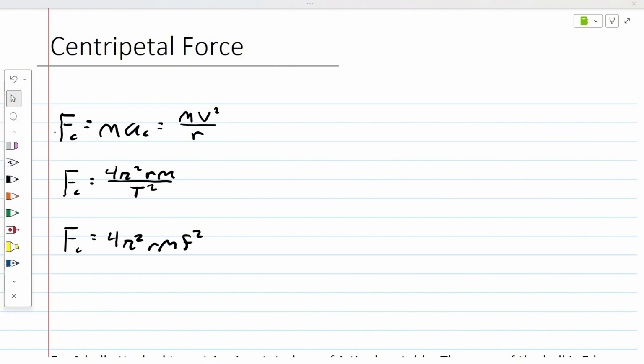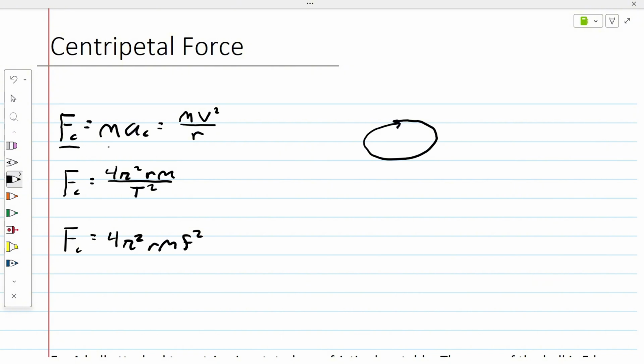Alright, so what is a centripetal force? Simply, the centripetal force is just the net force when there's a circle involved. So if an object is making a circle, the net force is the centripetal force. So it's not a new force.